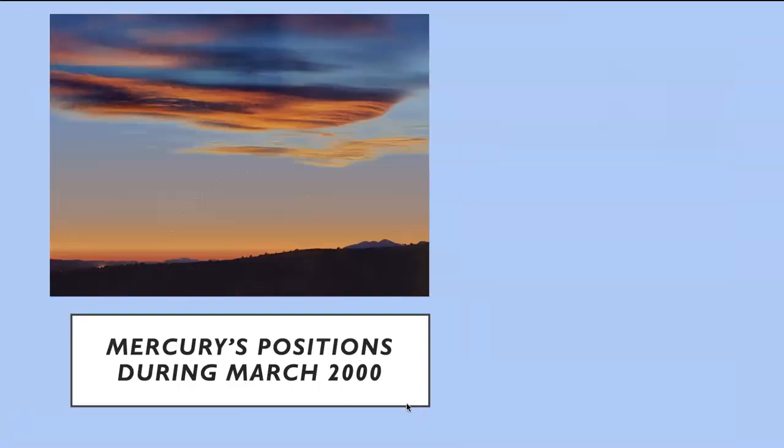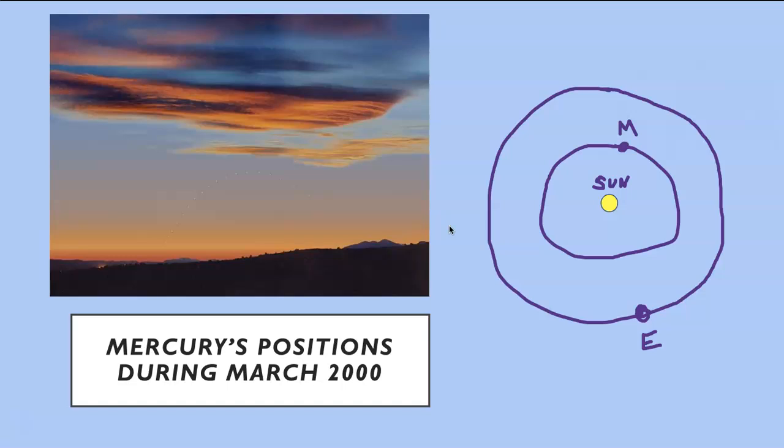This is a time-lapse photo of Mercury during March of the year 2000. If you look very carefully, you can see points here. These were taken night after night and then put upon one background. One interesting thing about Mercury is you're only going to see it in the sky during dusk or dawn. That's because of the position of Mercury relative to us.